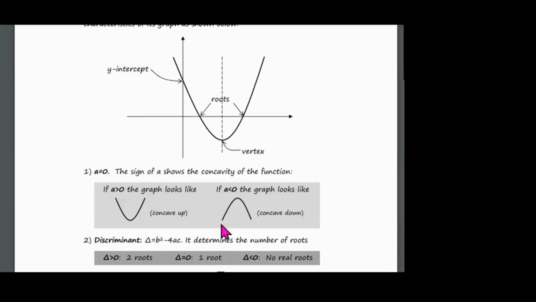Now, as you can see, it's a quadratic function. So we talk about discriminant. What is discriminant? Discriminant means b square minus 4ac. This will tell us what kind of roots we have.